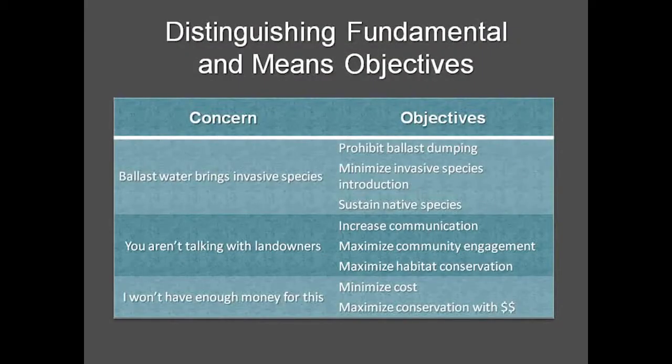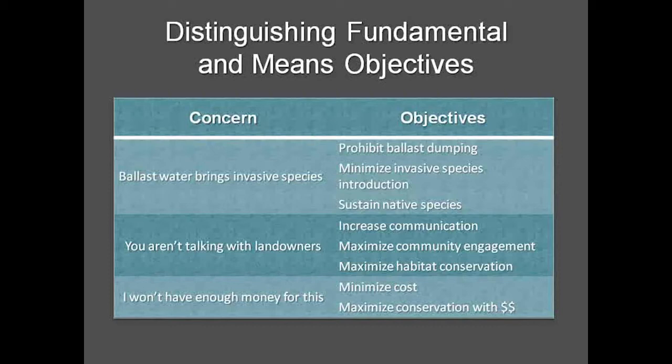So let's look at a couple examples and think about fundamental and means objectives. We talked about a concern of ballast water bringing invasive species. Well, some potential objectives here include prohibit ballast dumping, minimize invasive species introductions, or sustain native species.